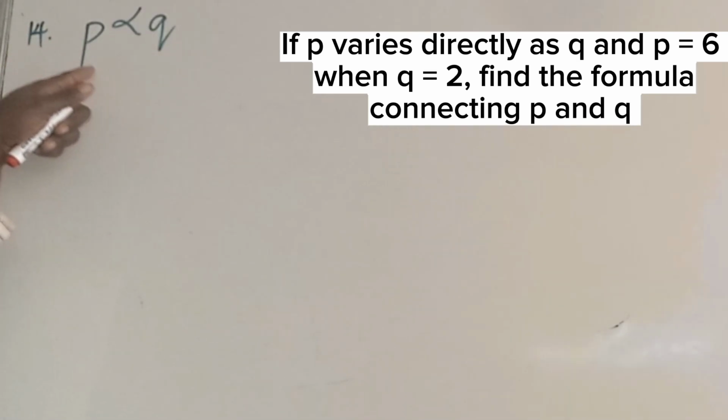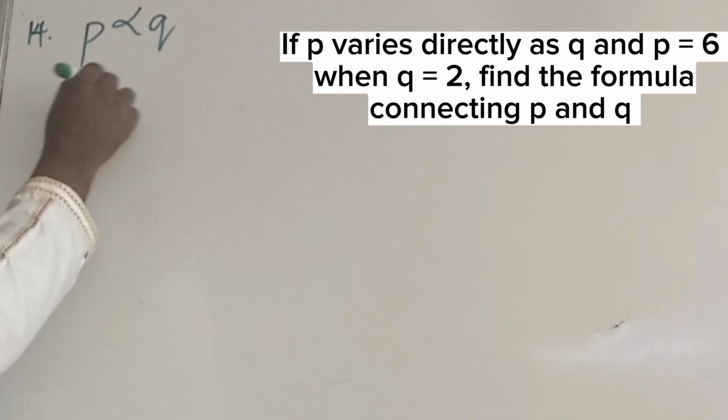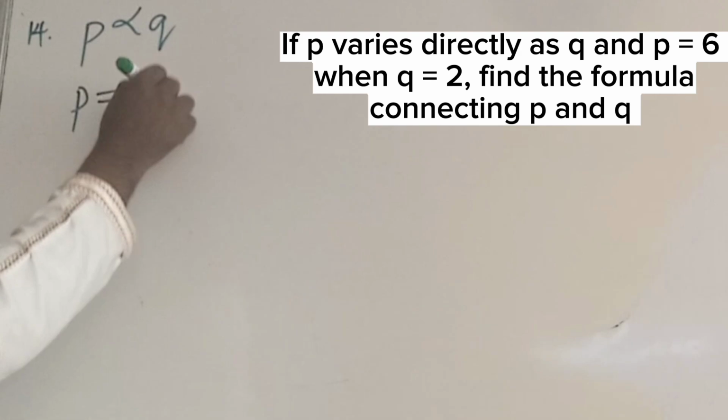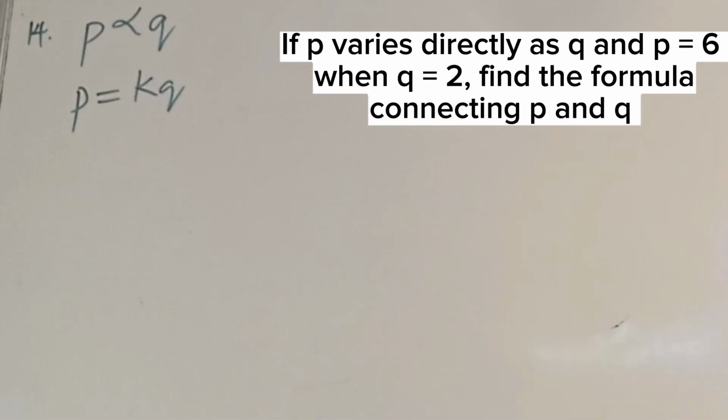By changing this one to an equation, you are going to use what? A constant. That will be P equals KQ, where K is the constant. So we can then find the value of K, because the question asks you to find the formula connecting P and Q. That means find the constant, then put it in the equation. That will be your answer.